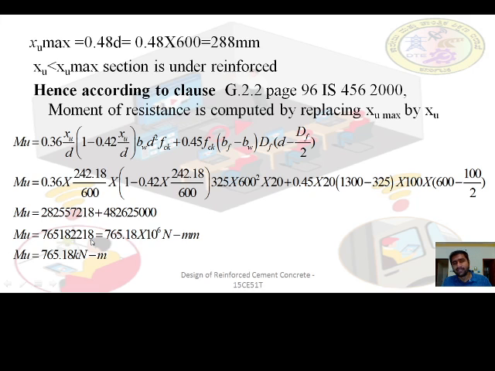So press ENG in the calculator. You will get 765.18 into 10 to the power 6. As I have told in the last problem, this can be written as kilonewton meter. 765.18 kilonewton meter is the ultimate moment of resistance of the given T section.